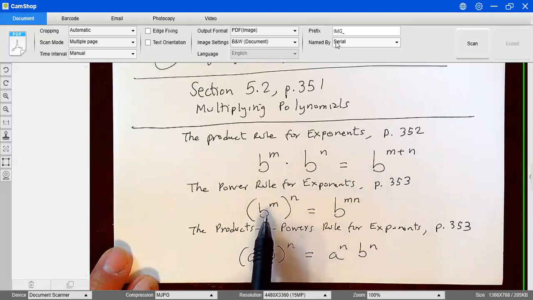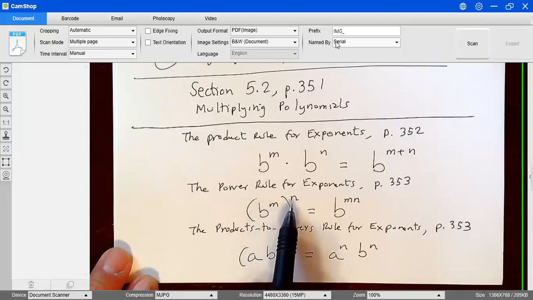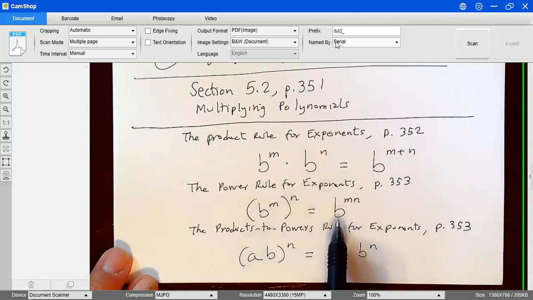So when you have a power, b to the m, for example, and you raise that to another power, for example, n, then the answer is going to be just the base, and the new exponent is going to be the product of the 2 powers, m times n.